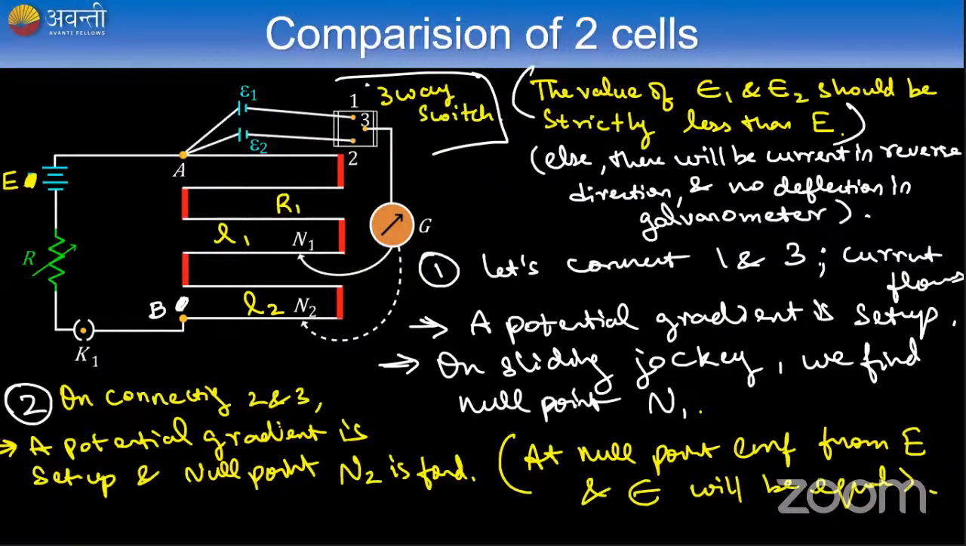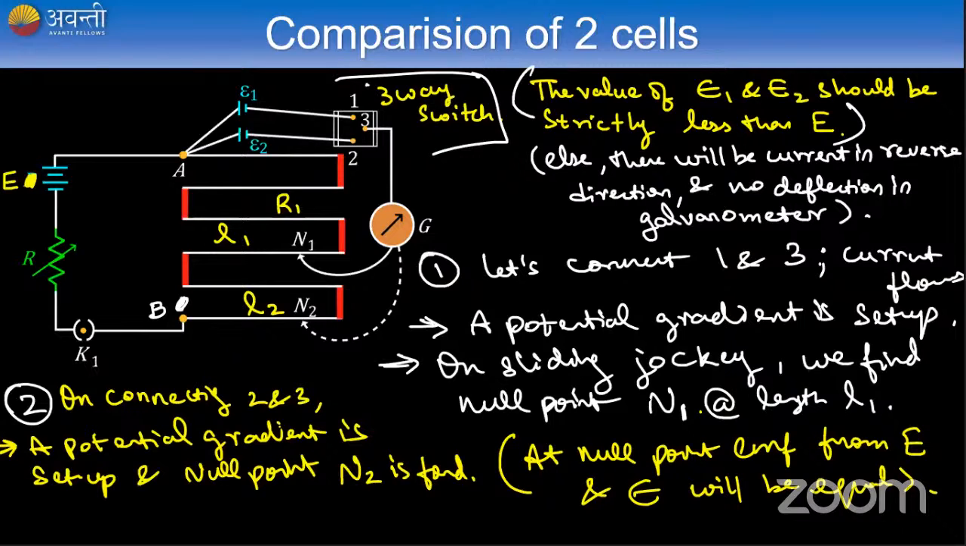So first, let us connect 1 and 3. The current flows, a potential drop is set up, and a potential gradient is also set up along the wire. If we start to slide the jockey from the initial point, the jockey will get a null point. The current through the galvanometer will be 0 at one point. That point we call the null point N1, at length L1.